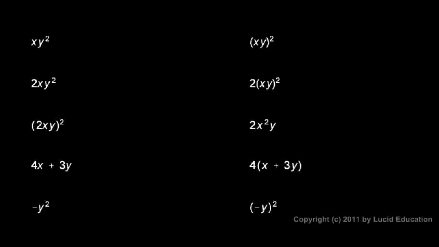Here's another set of examples. We're told to evaluate each of these given that x equals 2 and y equals 3. So in each case, we'll plug in the value 2 for x and the value 3 for y, and then we'll do the math. But all of these force us to focus on the order of operations. Remember that we have to do exponents first, and then multiplication and division get done before addition and subtraction.